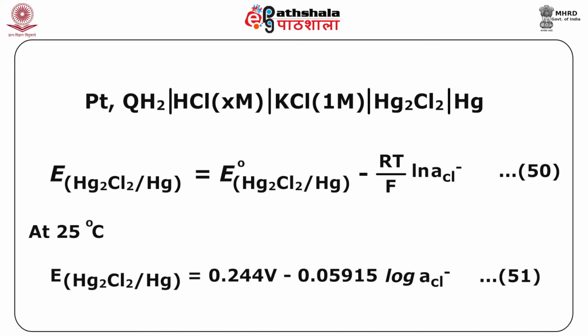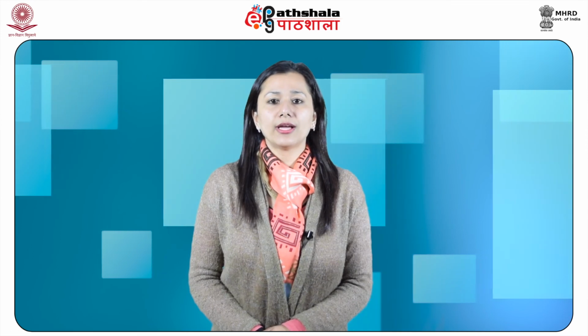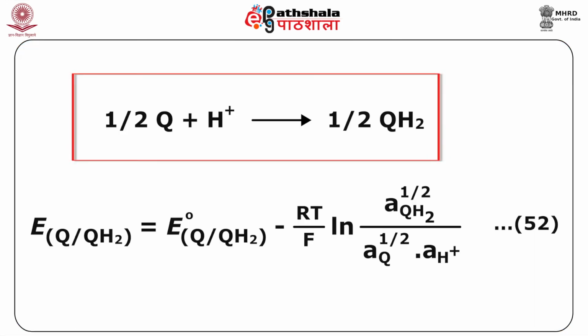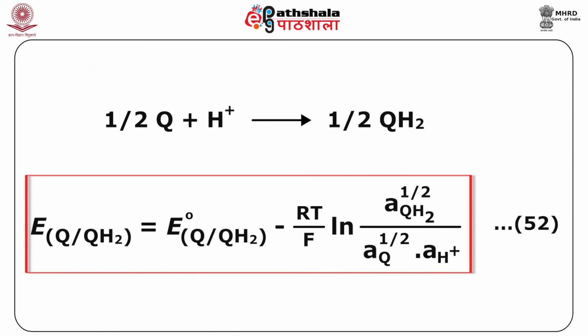At 25 degrees Celsius, E equals 0.244 volts minus 0.05915 log a Cl minus. This is our equation 51. The left side is the quinhydrone electrode. The electrode reaction is half Q plus H plus gives half QH2. The Nernst equation is E Q/QH2 equals E naught minus RT by F ln of a of QH2 raised to power 1 by 2 divided by a of Q raised to power 1 by 2 into a of H plus. This is our equation 52.